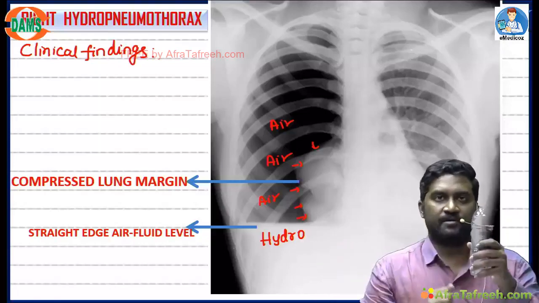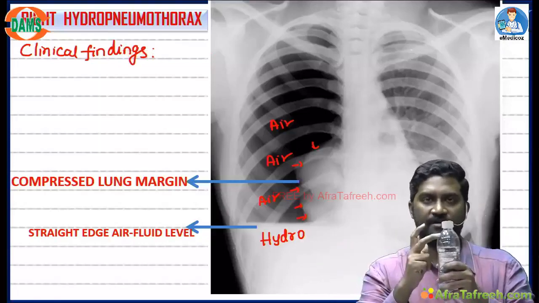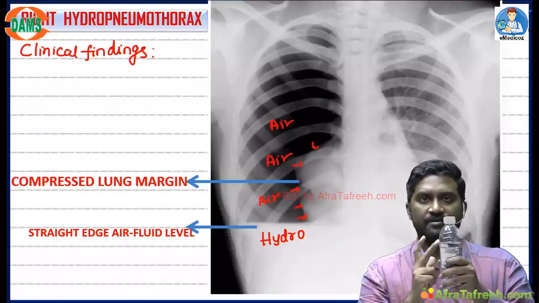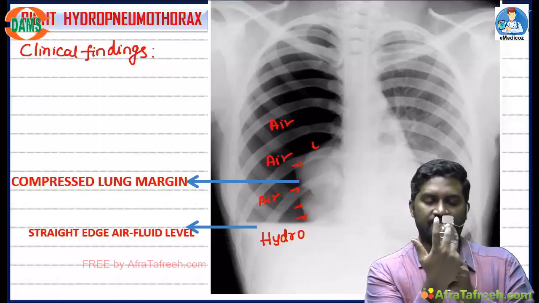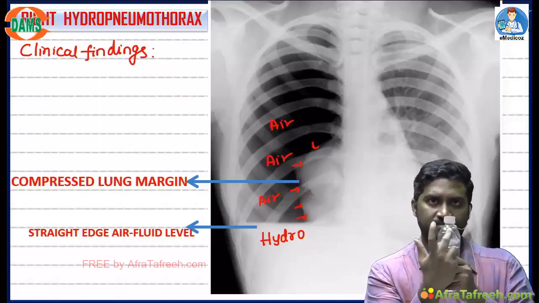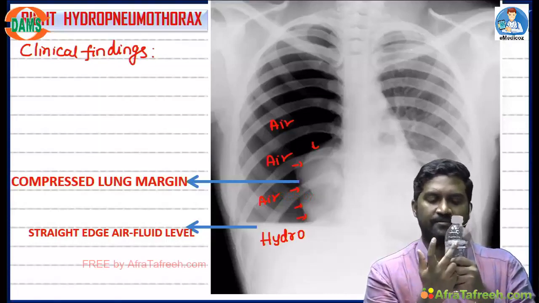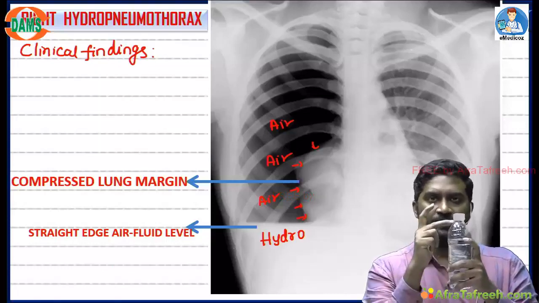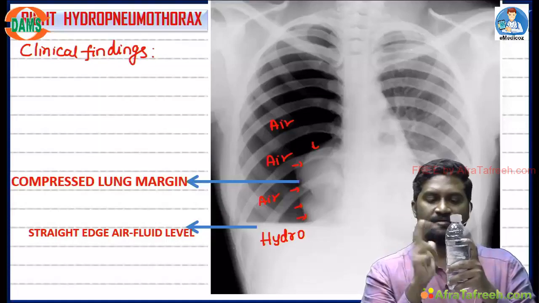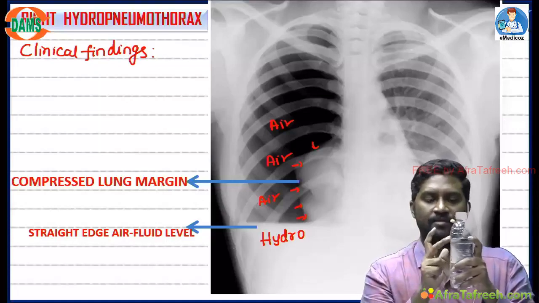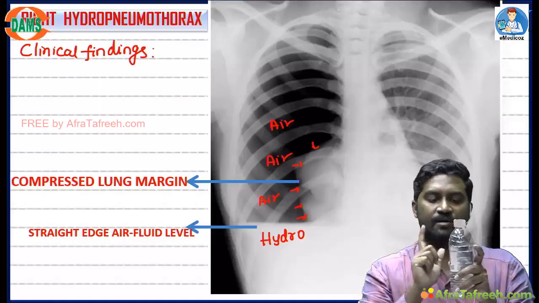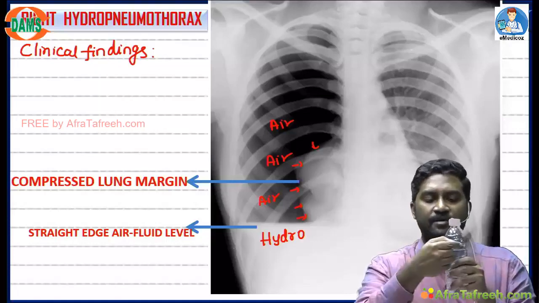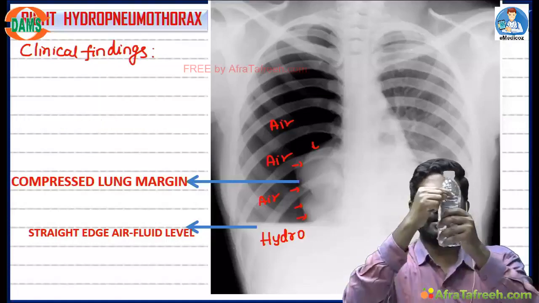Coming to the clinical findings of hydropneumothorax. Wherever there is air, if I percuss, I get a resonant note. Wherever there is fluid, I get a dull note. So anteriorly I start percussing: resonant note, at the fluid, dull note. Then in the mid-axillary plane, resonant note, dull note. And in the posterior portion of the chest, resonant note, dull note. Now if I join these 3 points, I get a straight line of dullness.